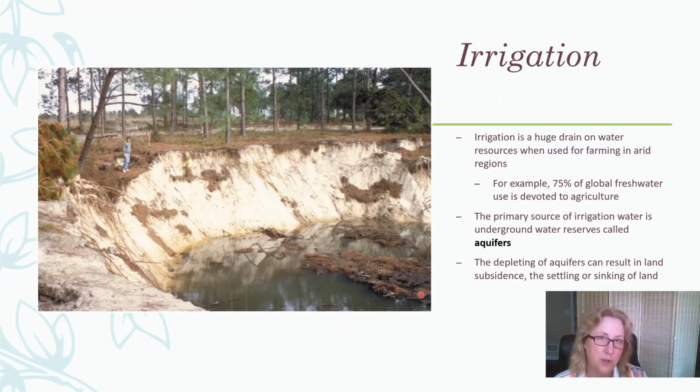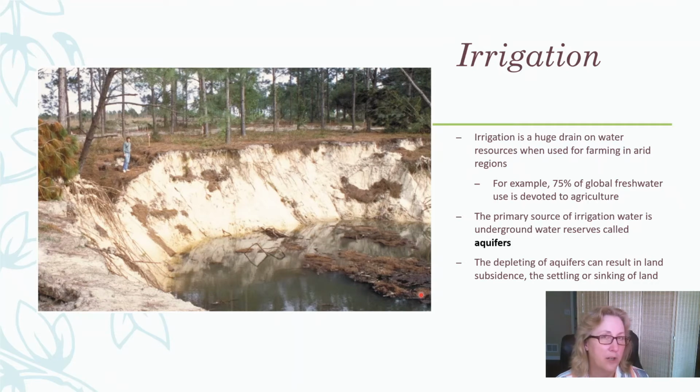Irrigation water comes from two sources. One would be surface water like rivers, diverting river water. The Colorado River in the western United States is almost completely diverted to agricultural use. Or it's coming from underground. There are aquifers underground, which you can think of as huge underground lakes, and water can be drawn out for irrigation from these aquifers.